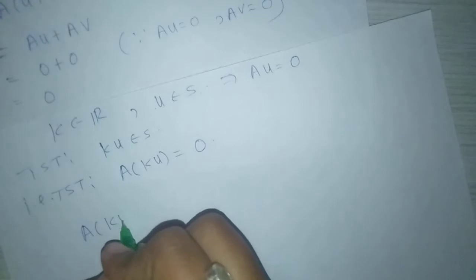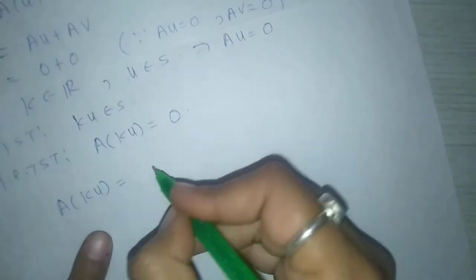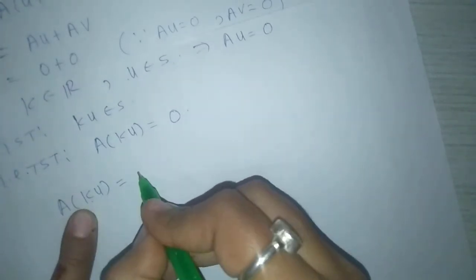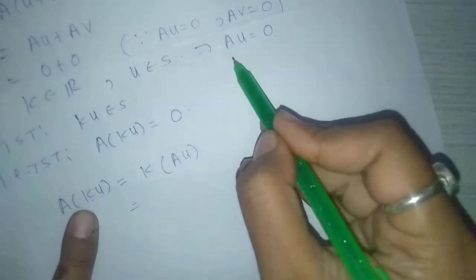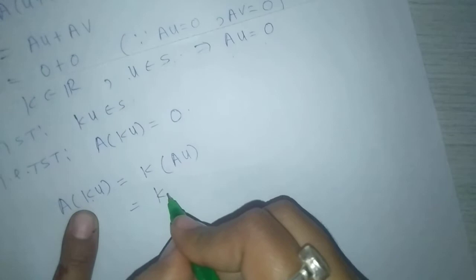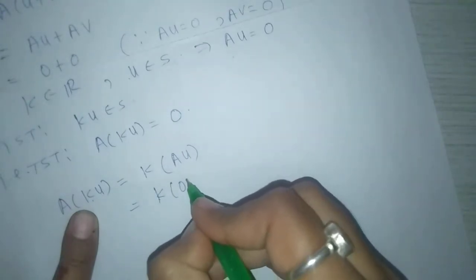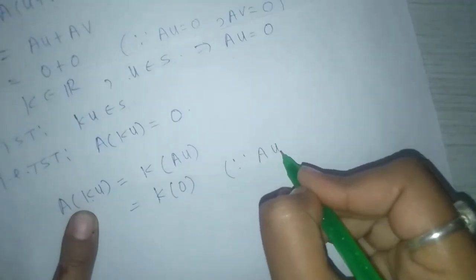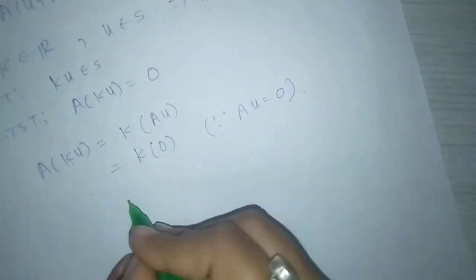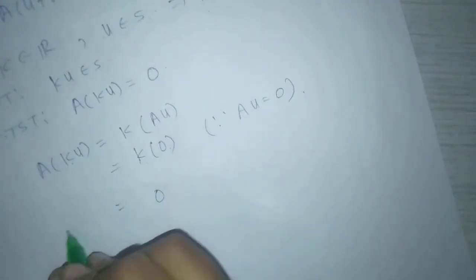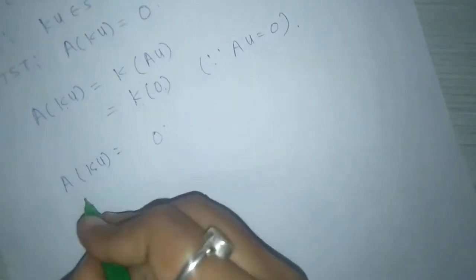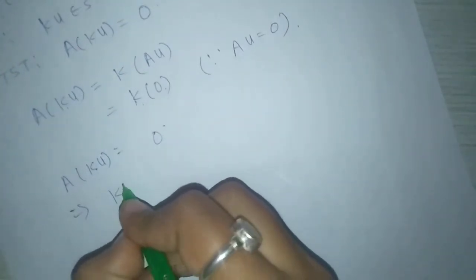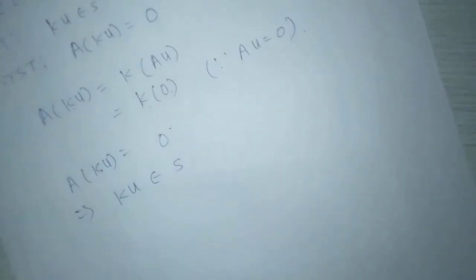A into K into U equal to K is scalar, K take outside, A into U. We have A into U equal to 0. Put these values, K into 0, since A into U equal to 0, and K into 0 is 0. We get A into K into U equal to 0, which implies K into U belongs to S.